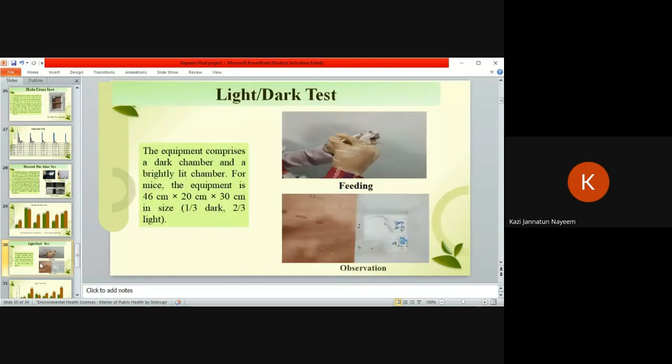Then another test is the light dark test. This is the apparatus for the light dark test. Here the dark portion remains on this side. I covered it with a board, and this is the light portion. I put the mice on this part, and I counted how many times it entered the dark portion and remained on the dark portion, and how much time it remained on the light portion.